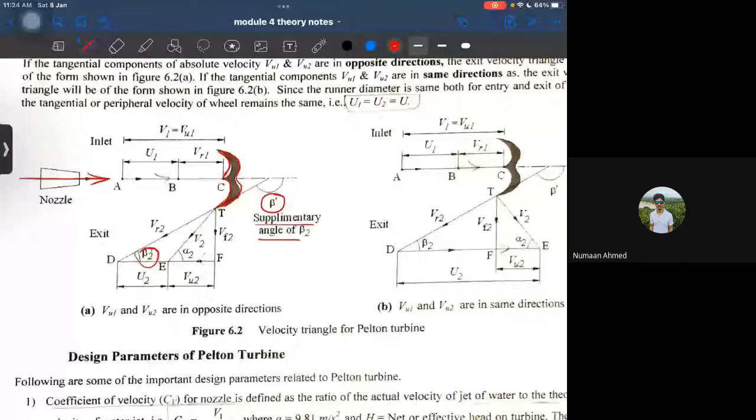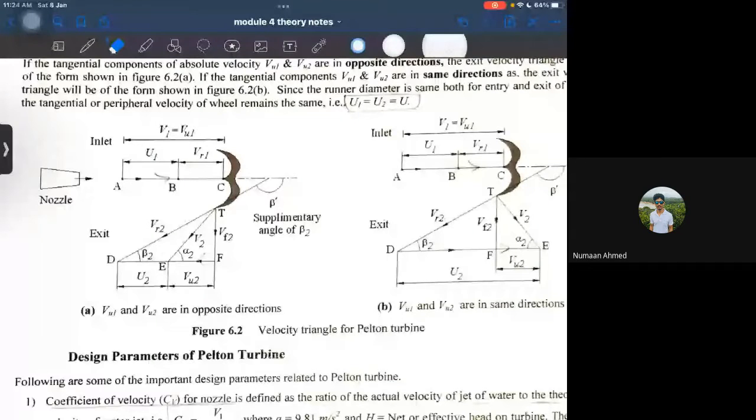Now, if you observe the outlet velocity triangle, whether there is any change in the outlet velocity triangle in the concepts whatever we have learned until now. Concentrate on this one. The outlet velocity triangle. Is there any change?